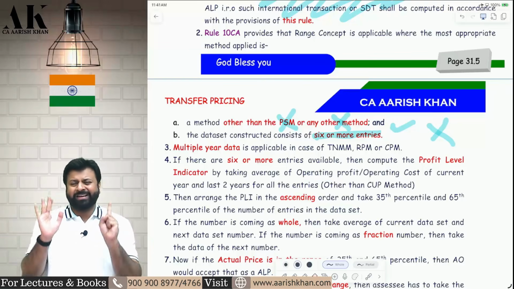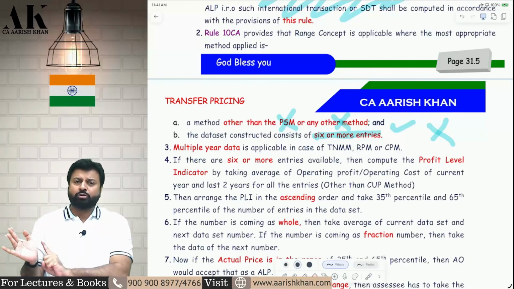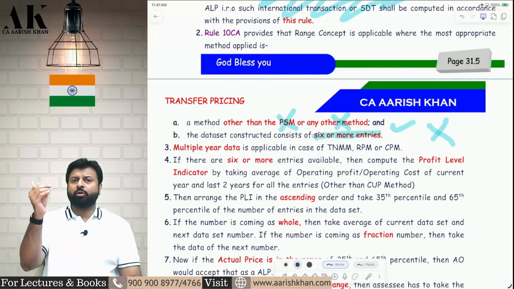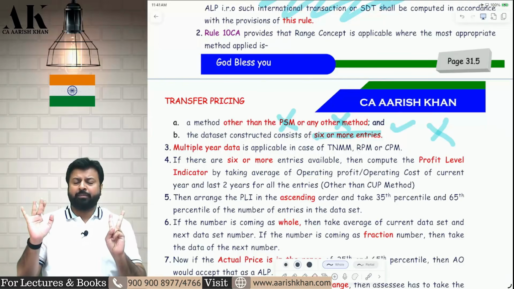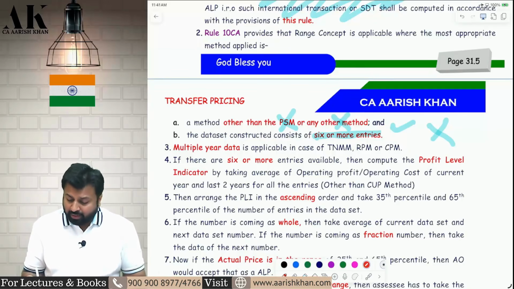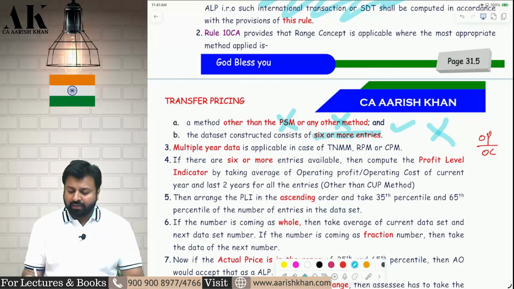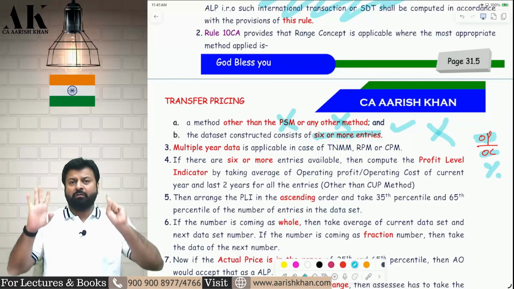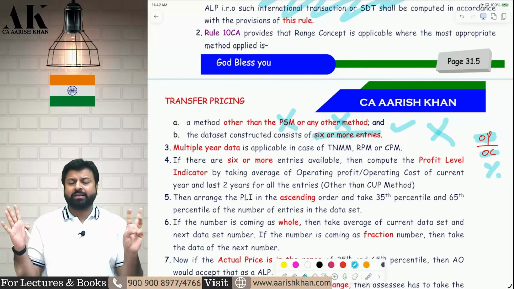Go to the industry and find out at least 6 companies who are doing a similar transaction with an unrelated party, and find out their OP upon OC for the current year and last 2 years. Sir, I have got the data of 7 companies. Great. Find out OP and OC of the 7 companies for the current year and last 2 years. Then add the OP of the last 3 years, current year and last 2 years, add the OC of the same 3 years, and find out the percentage. Find out the margin. I want at least 6 margins. 7 is also okay. 8 is also okay. 10 is great. 20 is great. At least 6 I want.